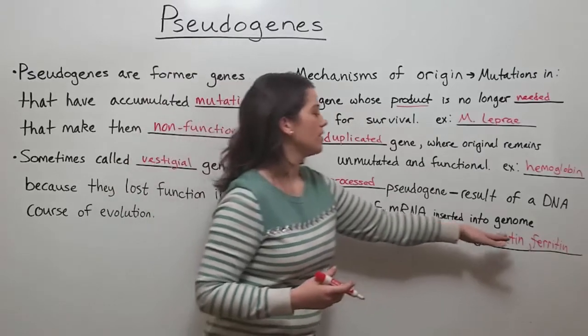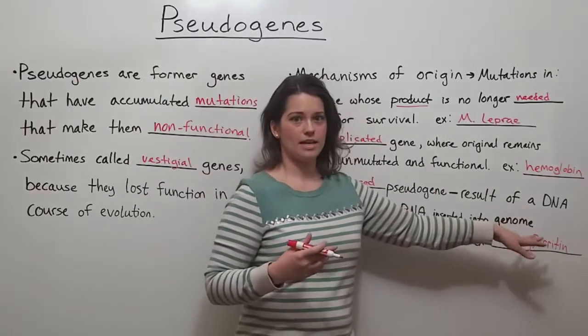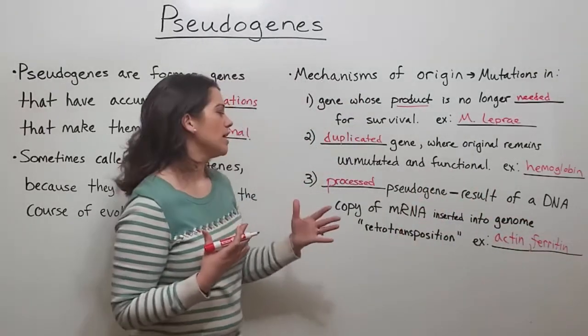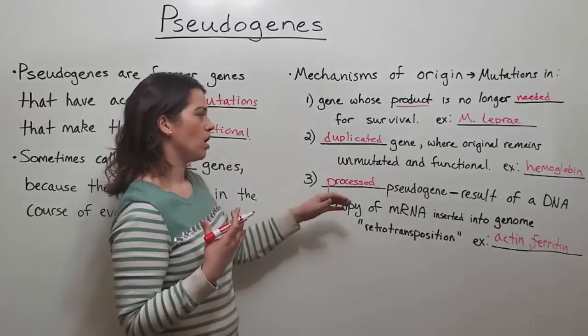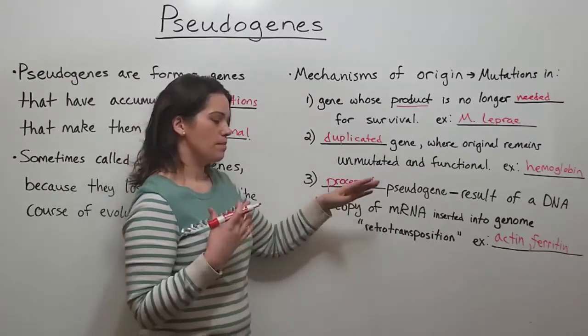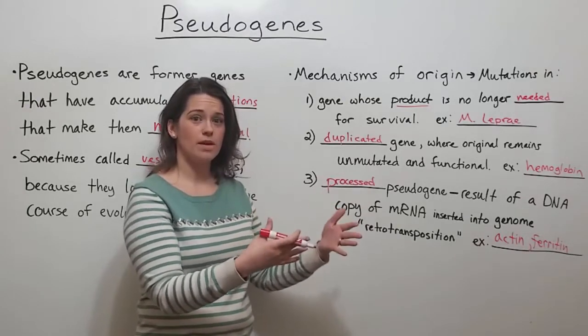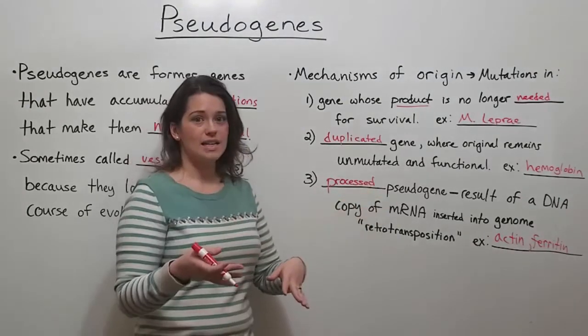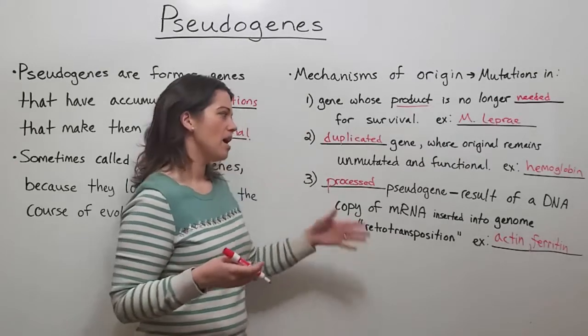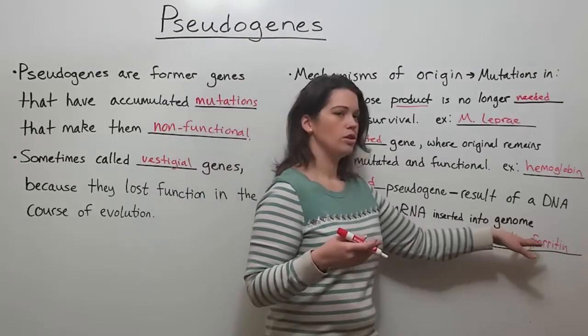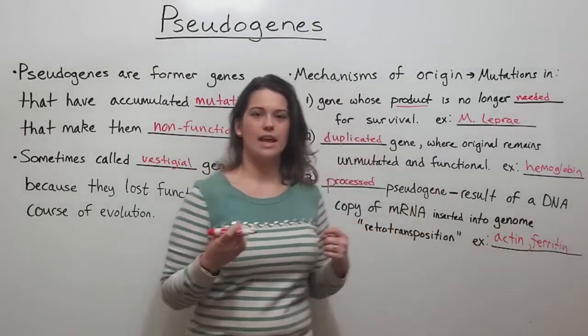And so both of these genes for actin and ferritin at some point in human history were made, copies of mRNA were made, and then some of those copies of mRNA were copied back into DNA, that DNA was put back into the genome, and we have these non-functional pseudogenes of actin and ferritin hanging around in our genetic code.